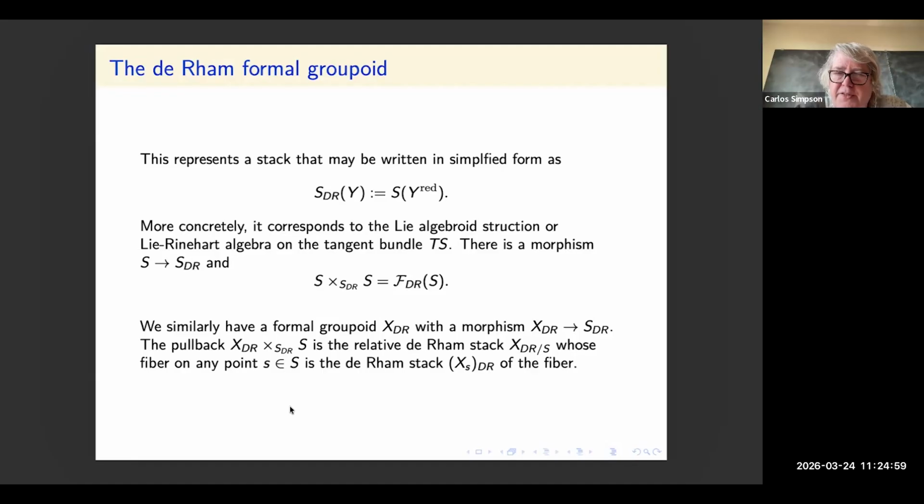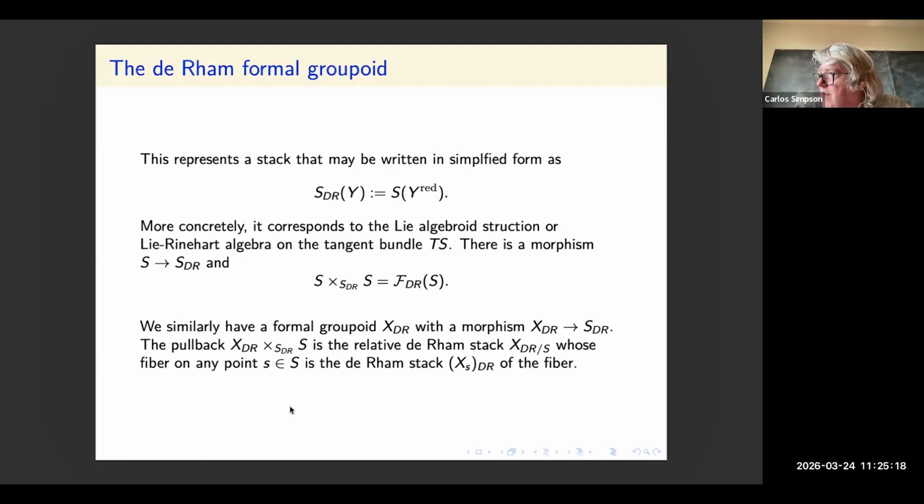And so this formal groupoid represents a stack, so a family of categories over the site of schemes, like the big site of affine schemes, let's say. And the stack can be written in simplified form as the value on Y is just the value of S on Y reduced.